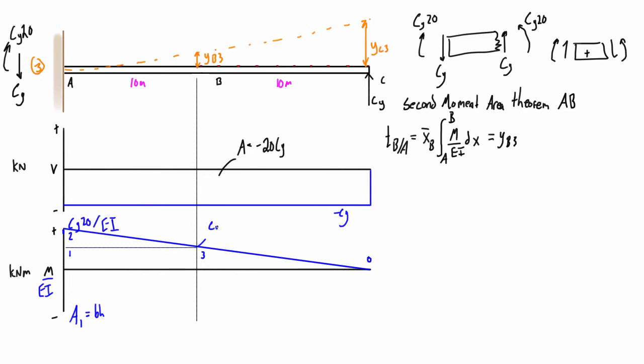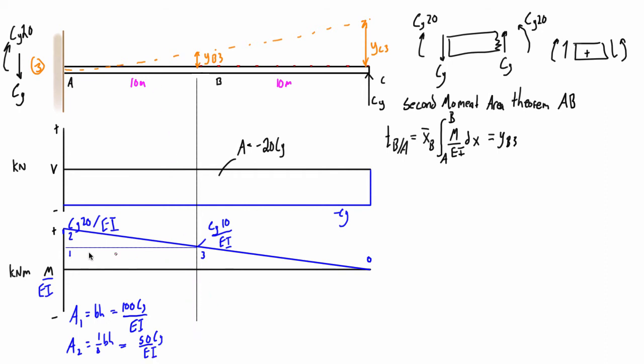So we had CY, this will be CY 10 over EI. All right, so base times height, 10 times CY 10 over EI is just equal to 100 CY over EI. And then area 2, that triangle, is just equal to 1/2 base times height. If base times height is 50 CY over EI, then 1/2 base times height is just 50 CY over EI.